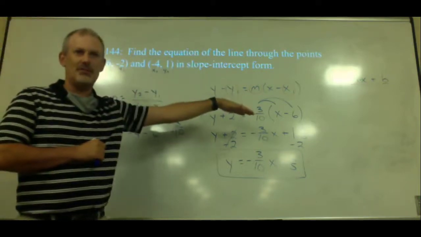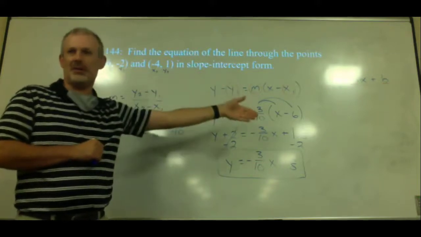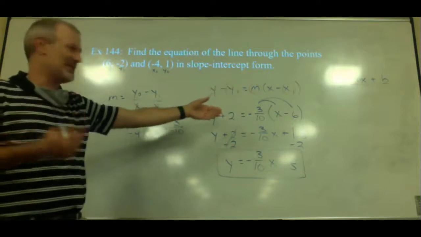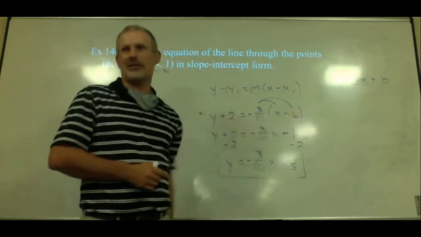But that's the process. For point slope form, you always do the same thing. Find the slope, put it in, use one of the points, put it in. Then if you need to convert it to slope intercept, it's always the same thing. Distribute first, and then either add or subtract to get the y by itself.